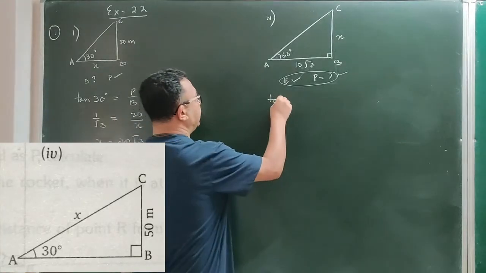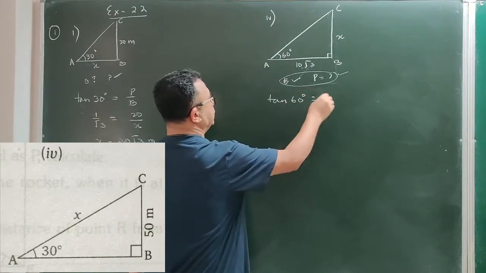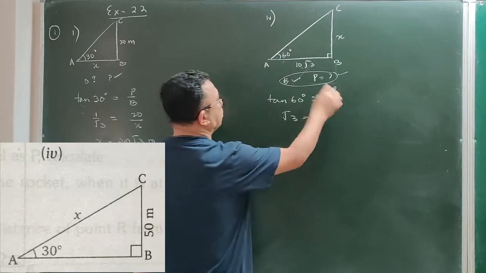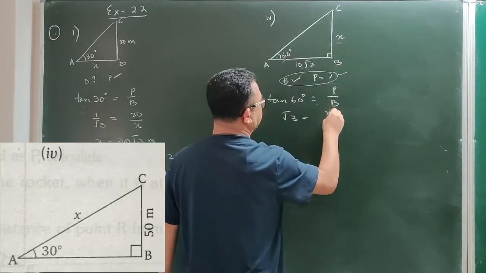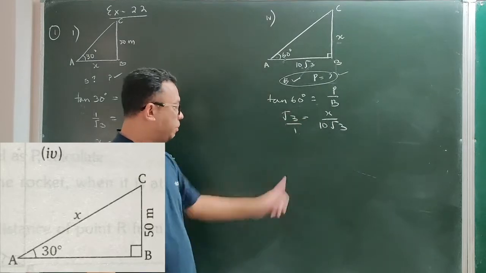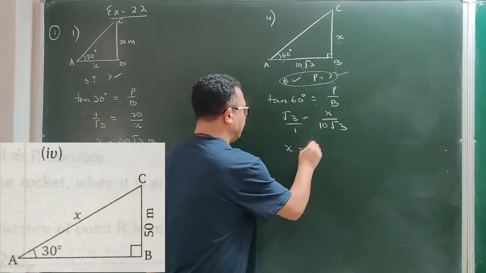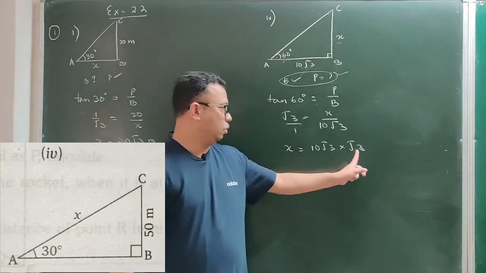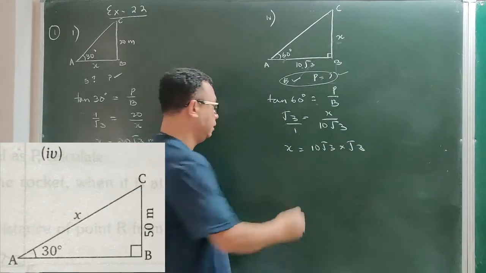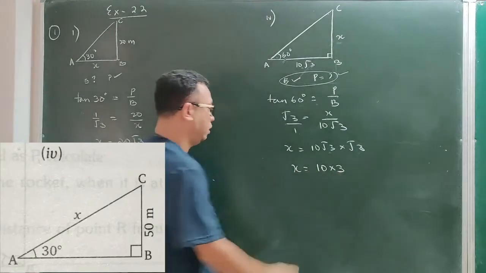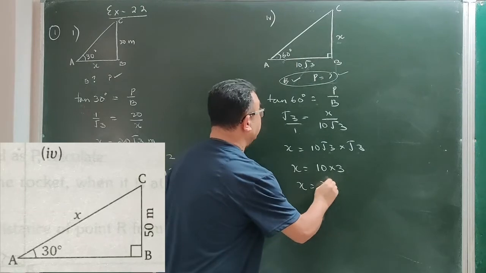So here you go, tan 60 degree is perpendicular by base. Tan 60 value you know is root 3. The angle is this, perpendicular is x, and base is 10 root 3. Now I am cross multiplying. 1 into x is x, and 10 root 3 will multiply root 3. And you all know root 3 into root 3 is 3. So it is x equal to 10 into 3, which is 30. So there you are, x value is 30.